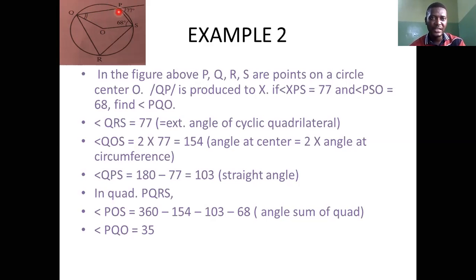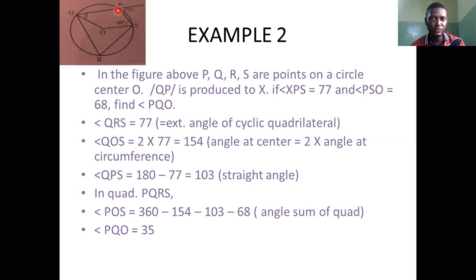So if we behave as if every other part of the diagram is not there, let's look at only this quadrilateral here, PQOS. This quadrilateral PQOS is not a cyclic quadrilateral because only 3 corners are touching the circumference, P, Q, and S. But O is the center, so it's not cyclic. But if you look at the bigger quadrilateral, P, Q, R, S, it is a cyclic quadrilateral. So from what I've just said, this is 68. We know that this is 154. Then we know that this place is 103.